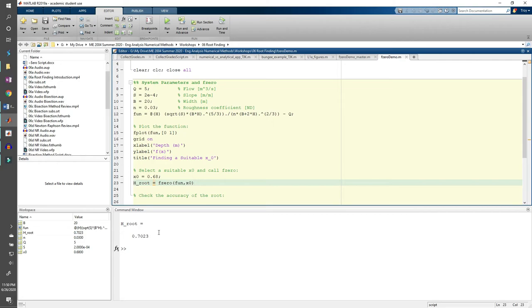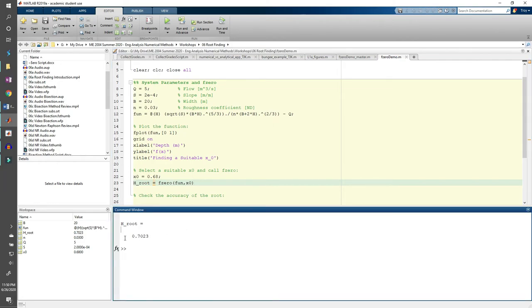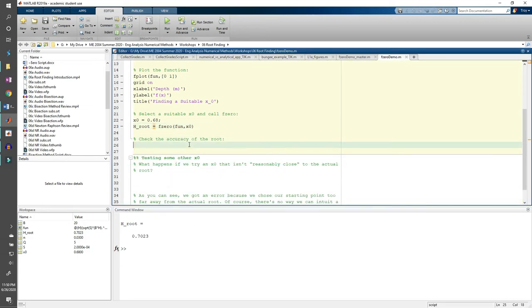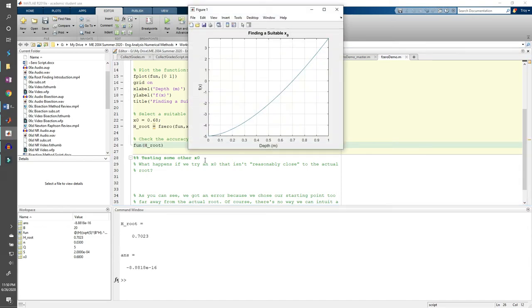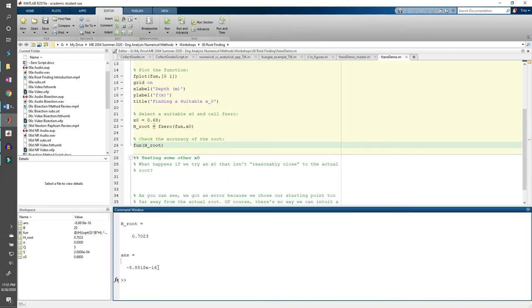In the command window, we see that fzero converged to a root, which is located at hroot equals 0.7023. It's always smart to check the accuracy of the root, so let's plug it back into our anonymous function. Because it's a root, we should expect the function to be close to zero. And we get negative 8.8 times 10 to the negative 16, which is essentially 0. We don't get exactly 0 due to numerical roundoff errors, but that's okay in this class.